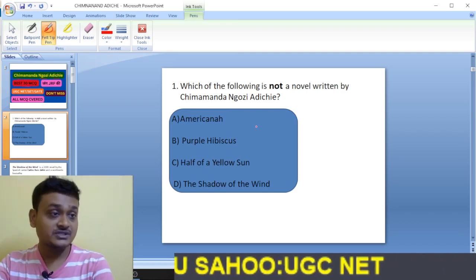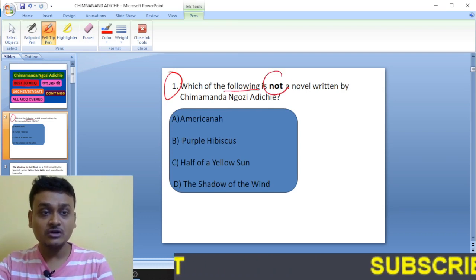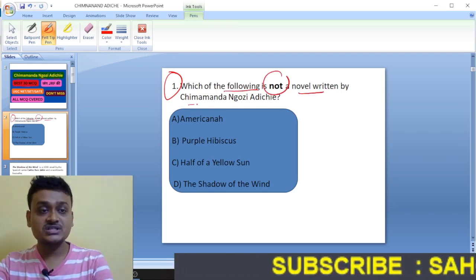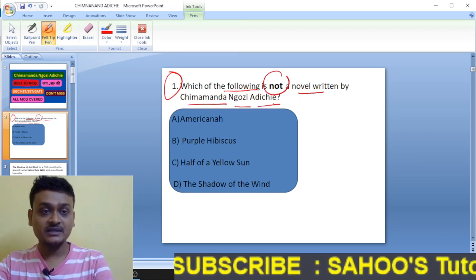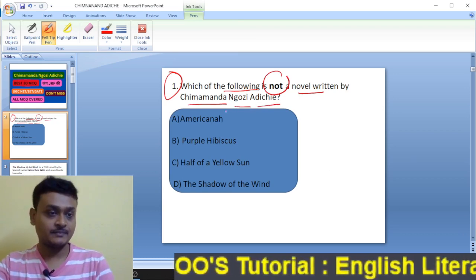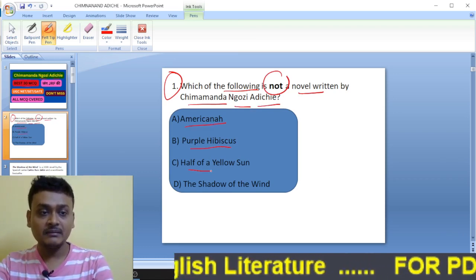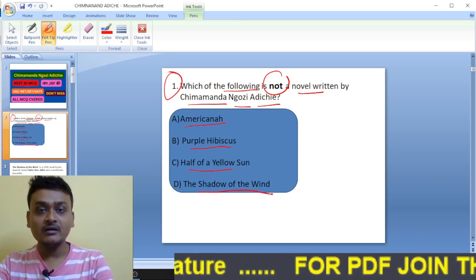And here is your first question. Which of the following is not a novel written by Chimamanda Ngozi Adichie? Now your options are Americanah, Purple Hibiscus, Half of a Yellow Sun, The Shadow of the Wind.